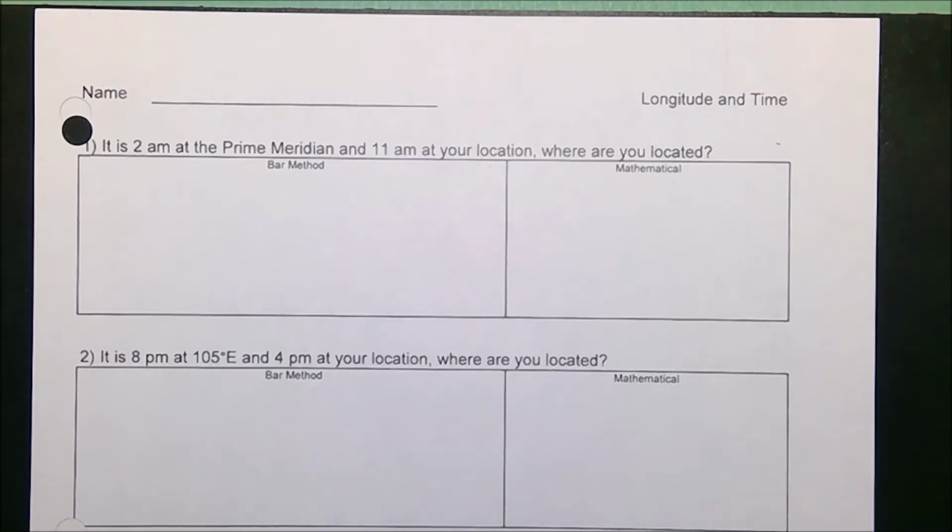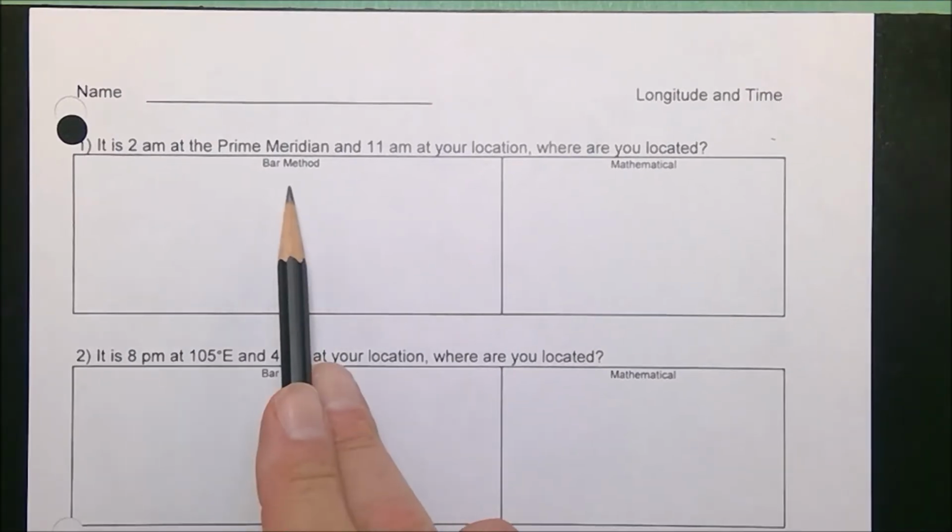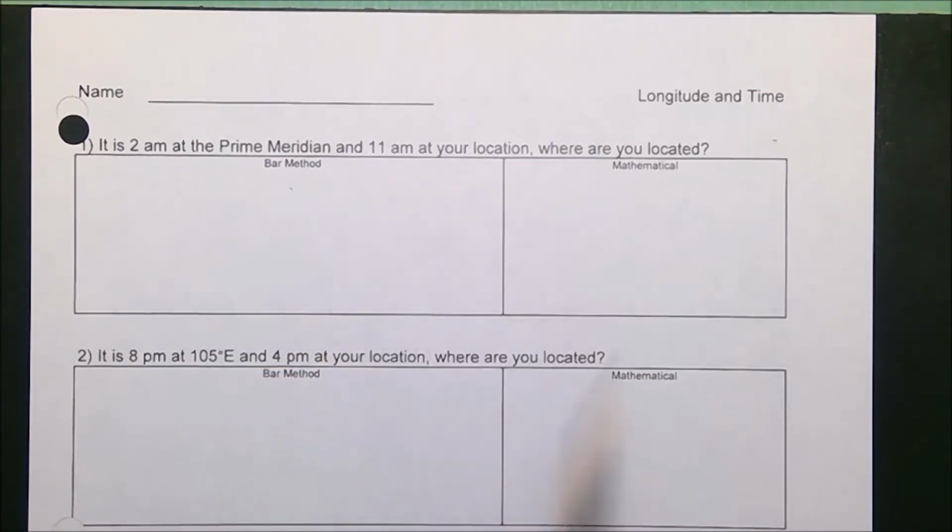Thank you, Mr. Brideson. This is two different methods, what he calls the bar method, which is drawing every line, and then the mathematical method for solving longitude and time problems. Now, we'll start off with the mathematical method.